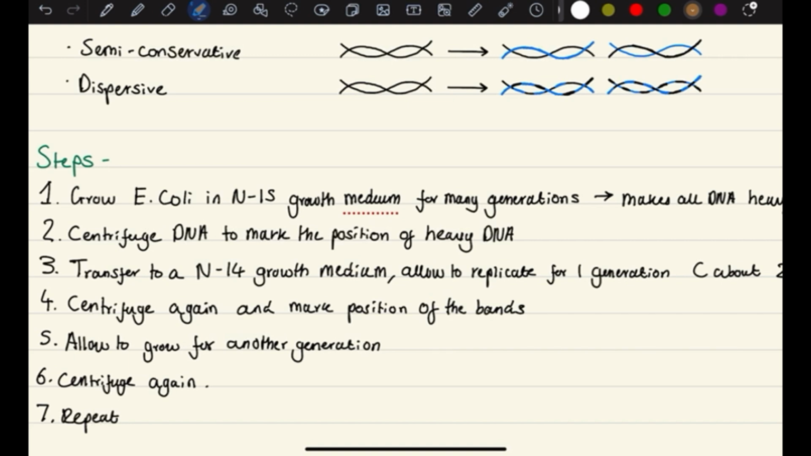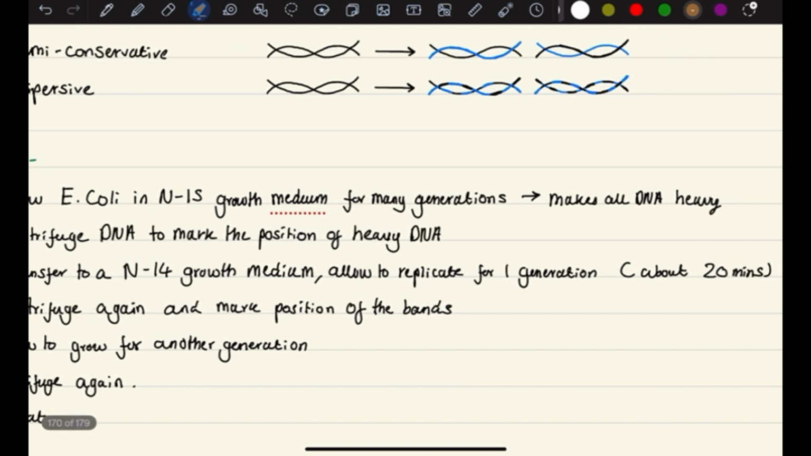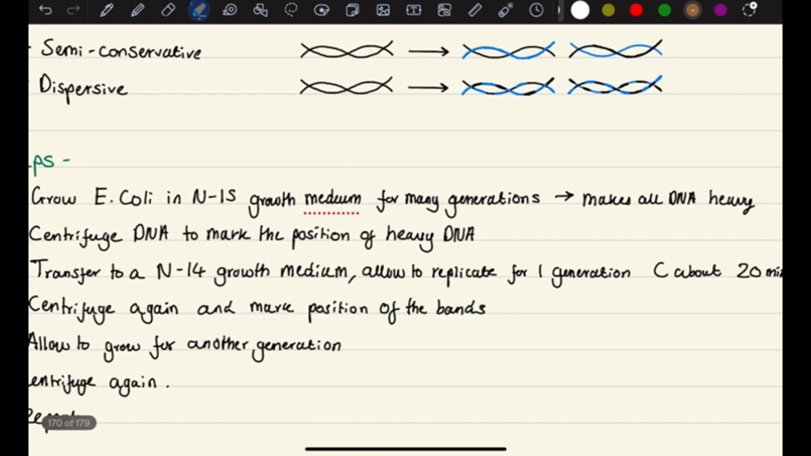And why else have we seen nitrogen? Well, you're going to need nitrogen to make those nitrogenous bases for your DNA. So if they've used nitrogen-15, you are going to be able to tell that. Hence, we're going to grow E. coli in a nitrogen-15 growth medium for many generations. And that means that all of our DNA is going to have that heavy nitrogen-15.